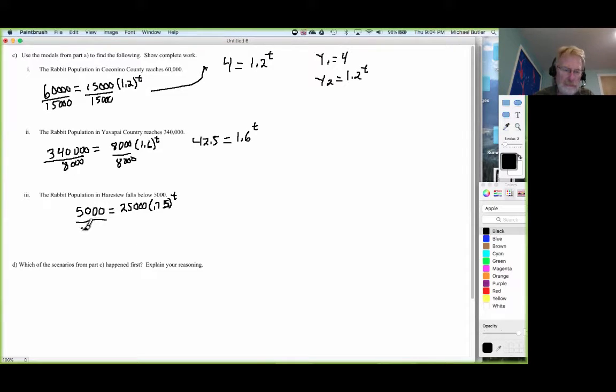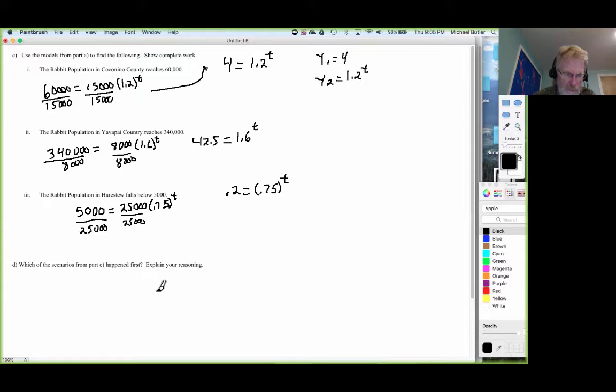Divide out 25,000 from both sides. And if you do that, what do you end up with? 0.2. Okay. So 0.2 is equal to 0.75 to the t.